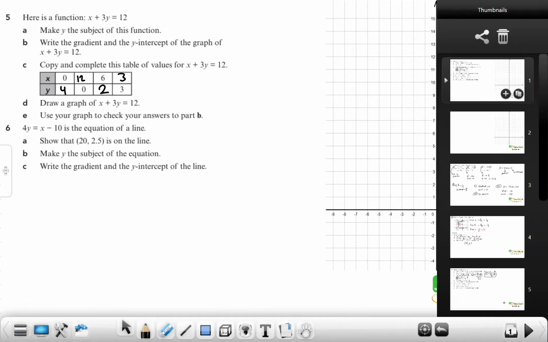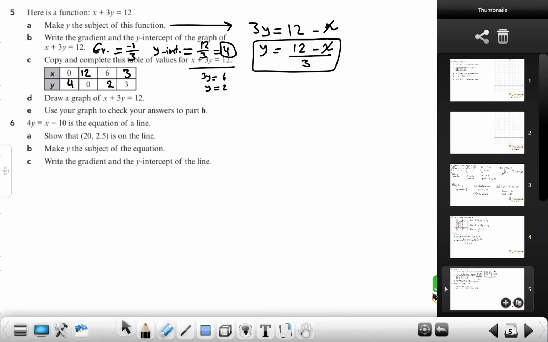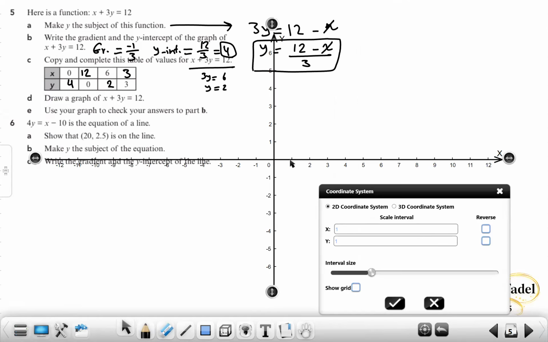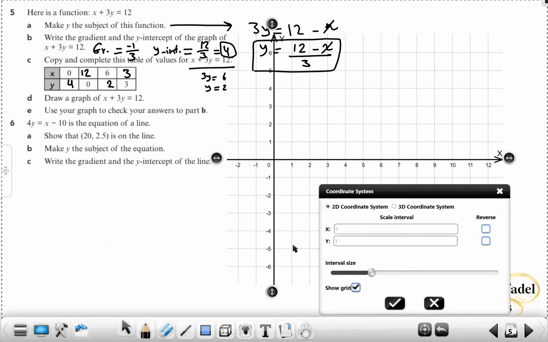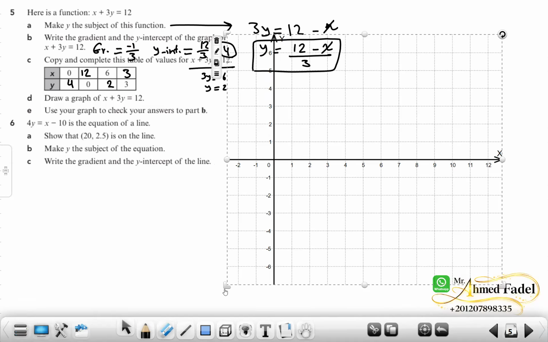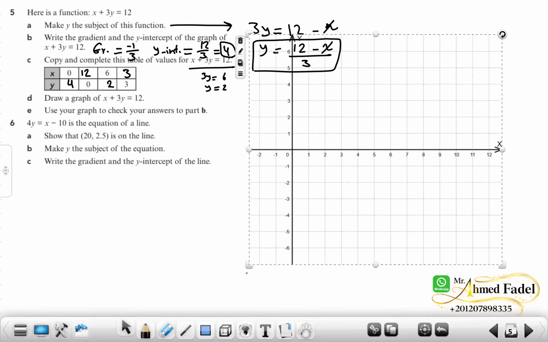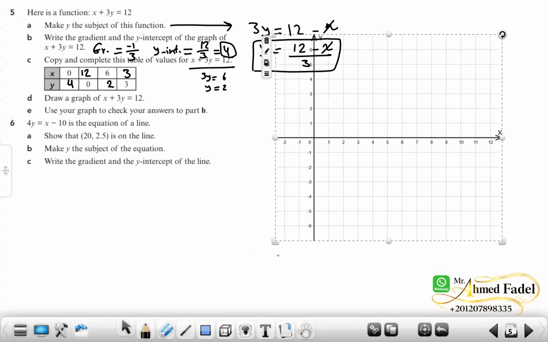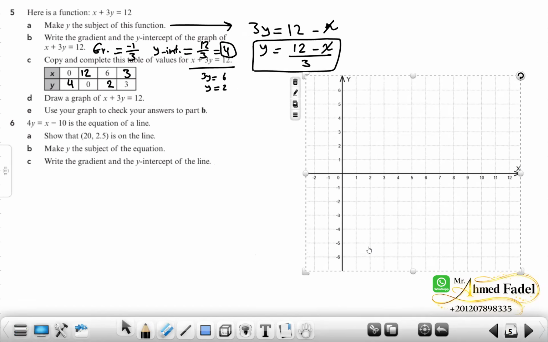I will need to change the graph and draw it this way here. And then I guess that's it. Show the grid. Yes. Get smaller. Yes. Now the graph is ready.